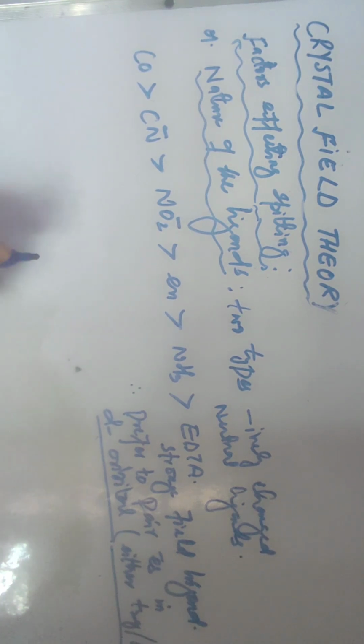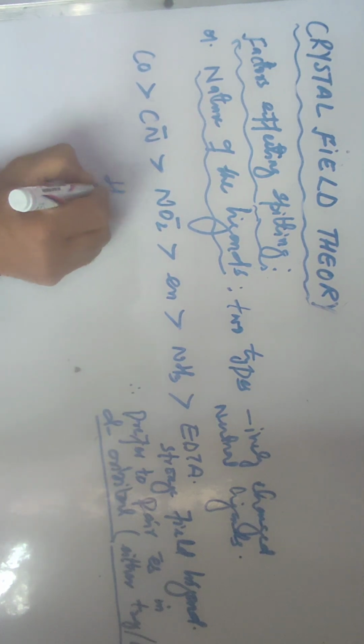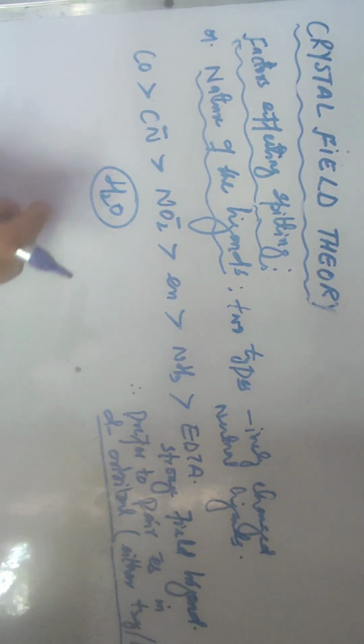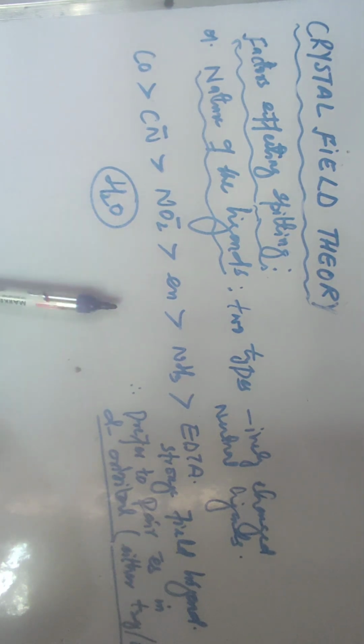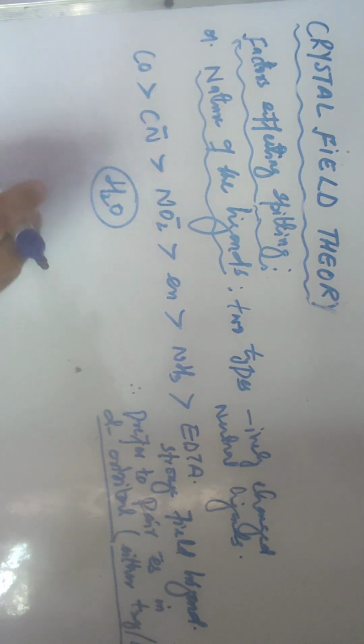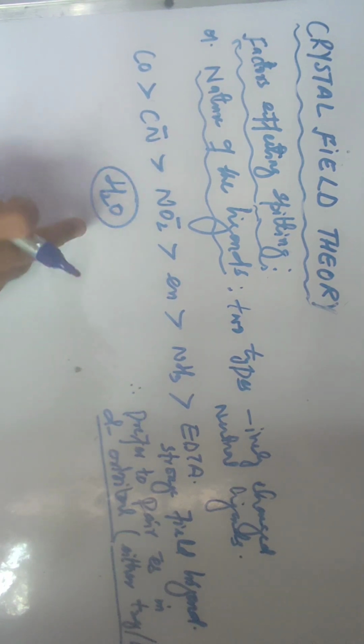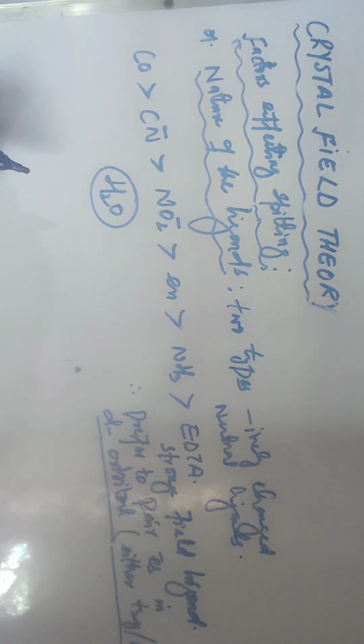But we have the second category also. The borderline between the two is water. Those which have a stronger effect than water are known as strong ligands or strong field ligands, and those which have weaker splitting ability than water are known as weak ligands or weak field ligands.